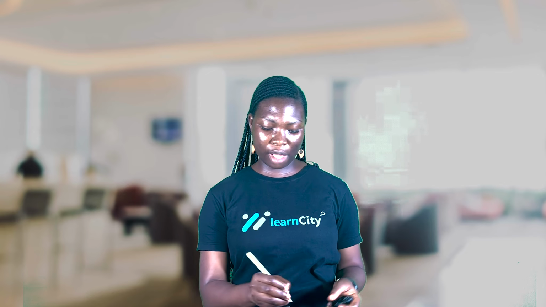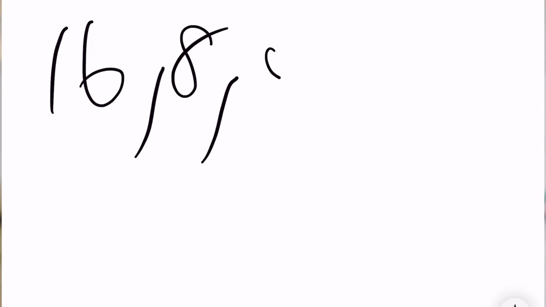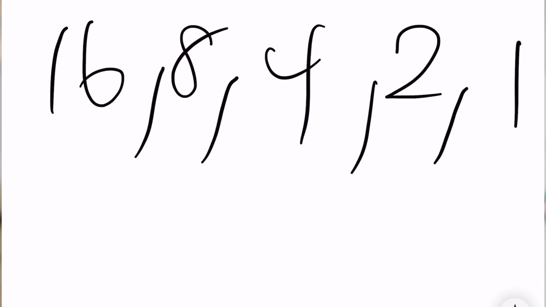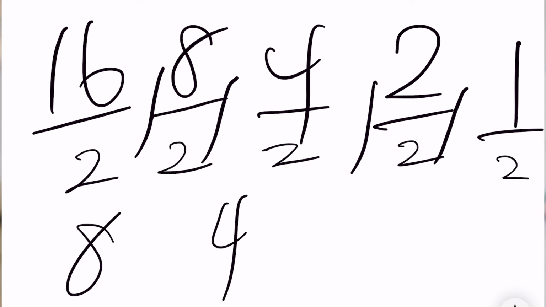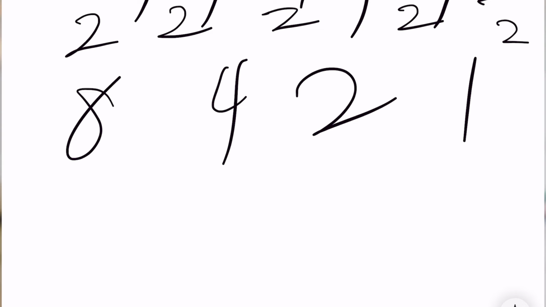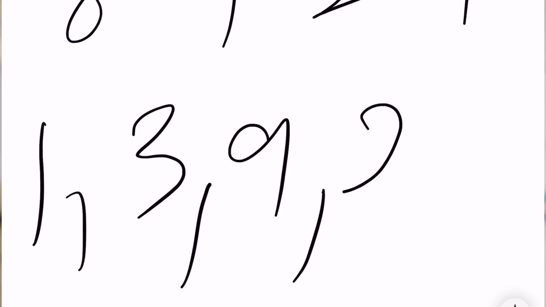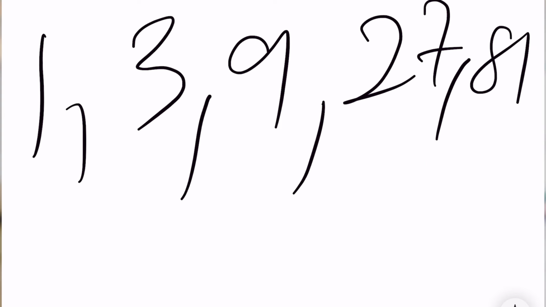For example, here we have 16, 8, 4, 2, and 1. So we can just say 16 over 2 over 2 over 2 over 2. 16 divided by 2 is 8, this is 4, this is 2, and this is 1. So this one is dividing by 2. Let's check 1, 3, 9, 27, and 81. When we multiply, 1 times 3 is 3, 3 times 3 is 9, 9 times 3 is 27, 27 times 3 is 81.